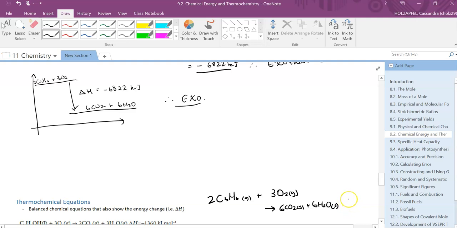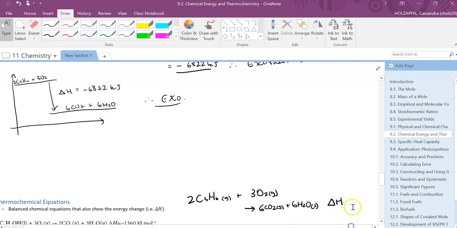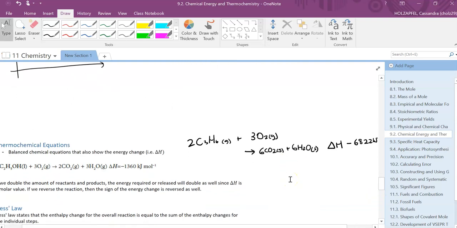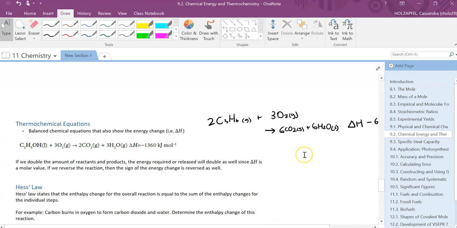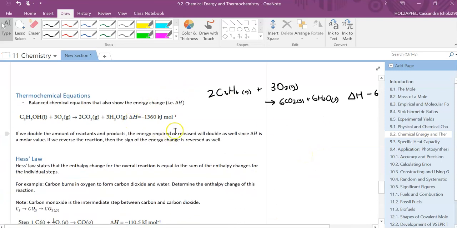The last thing I'm going to do to make this a thermochemical equation is add the change in enthalpy. I've run out of space, so one second, I'm just going to scroll over. And that is going to be negative 6,822 kilojoules. Okay, so that's all I need to do to make it a thermochemical reaction: determine the amount of energy and then just pop that on the end there. Just like what they've done here.